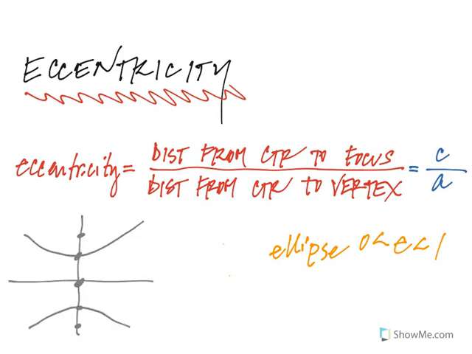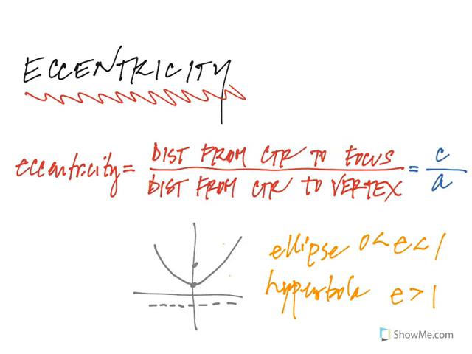Or in the case of a hyperbola, your C now is going to go from center to either focus point. That's your value of C right there. And then again, your A will go center to vertex, either one of the vertexes. So if you put C over A, you can tell that for a hyperbola, your e will be greater than 1.